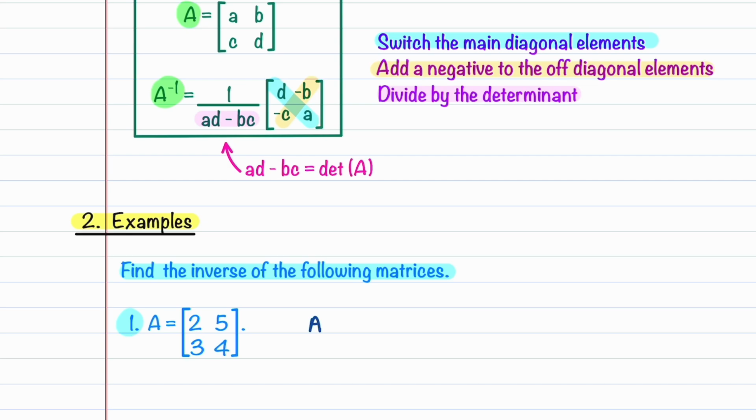A inverse is equal to 1 divided by the determinant. That's going to be the main diagonal elements multiplied, 2 times 4, minus the off diagonal elements multiplied, and that's 5 times 3. Now what we're going to do is switch the main diagonal entries. The 4 goes up top and the 2 goes down on the bottom. And then for the off diagonal elements highlighted in orange, we're going to add a negative to them. So that is a minus 5 and a minus 3.